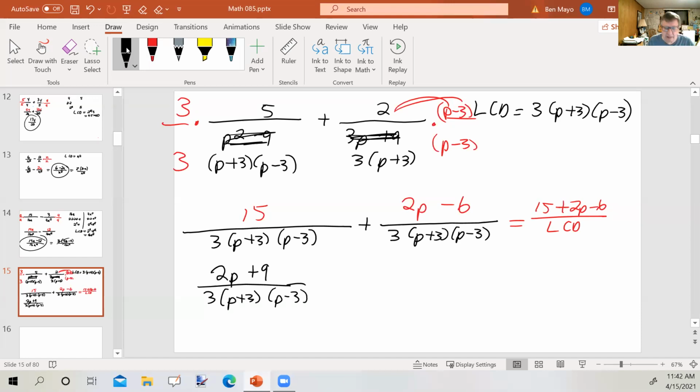Now, I can't factor 2p plus 9. There's no common factors with the numerator and the denominator, so it doesn't reduce. So that's as far as we can go with that problem. All righty. Let's see here.